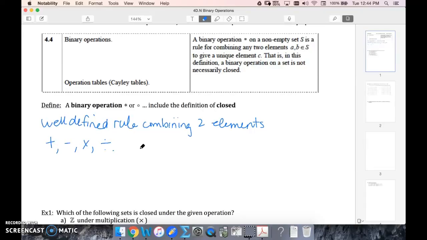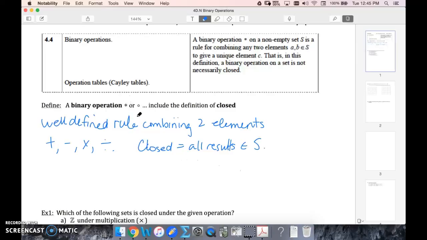If the result, and all the results, not just a single result, if all the results are elements of the original set, we call that closed. So closed has all the results are elements of the original set. To be binary, the result doesn't have to give us an element of the set. Yeah, we could end up with elements that are not in the set.